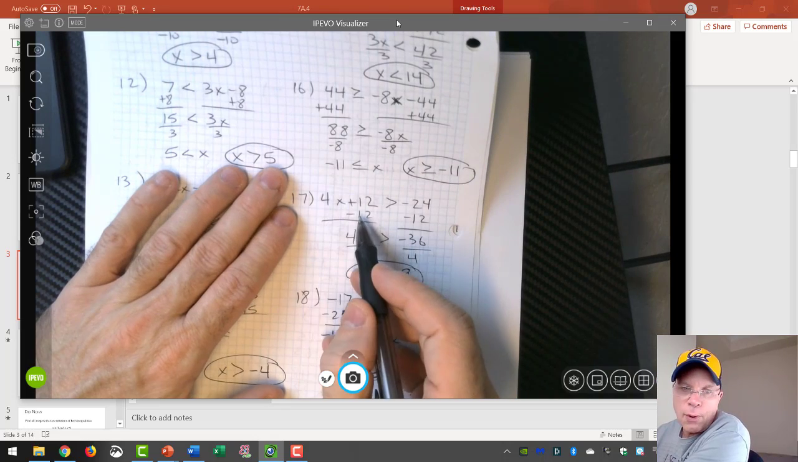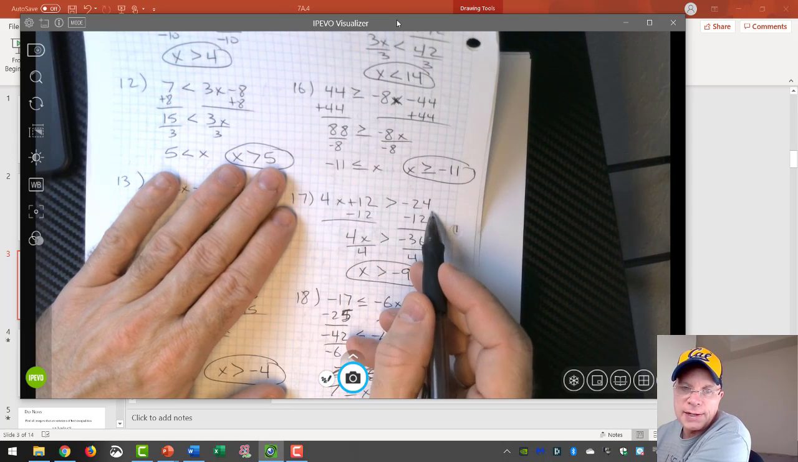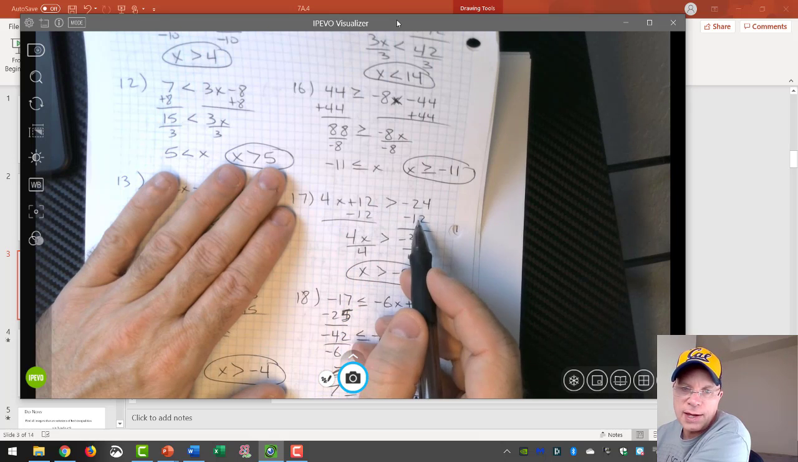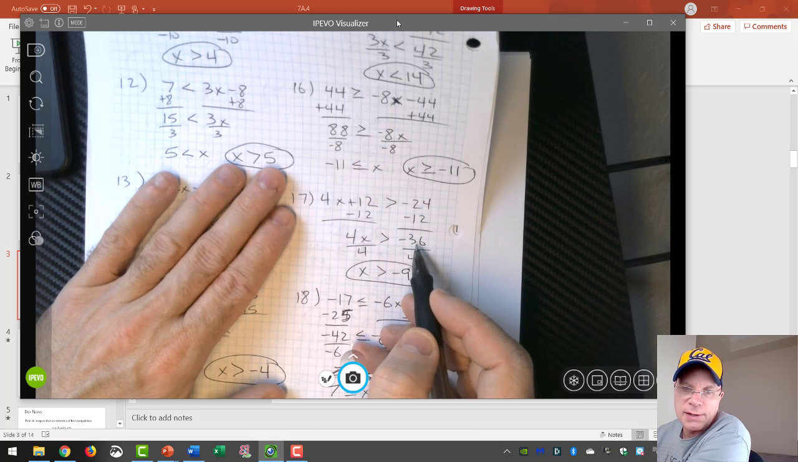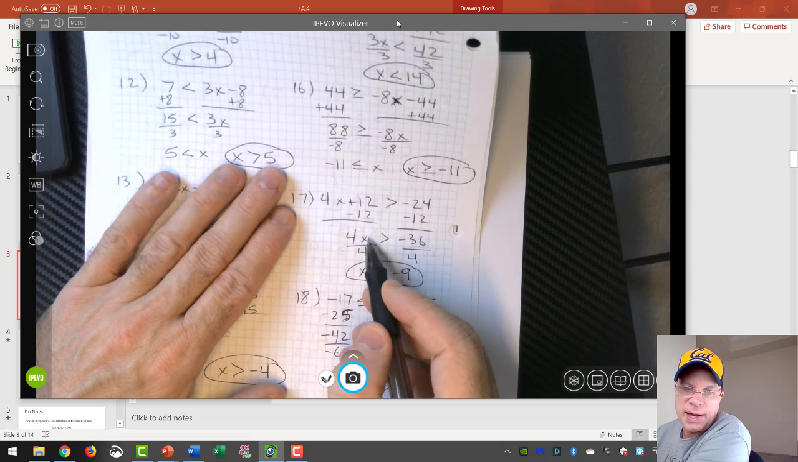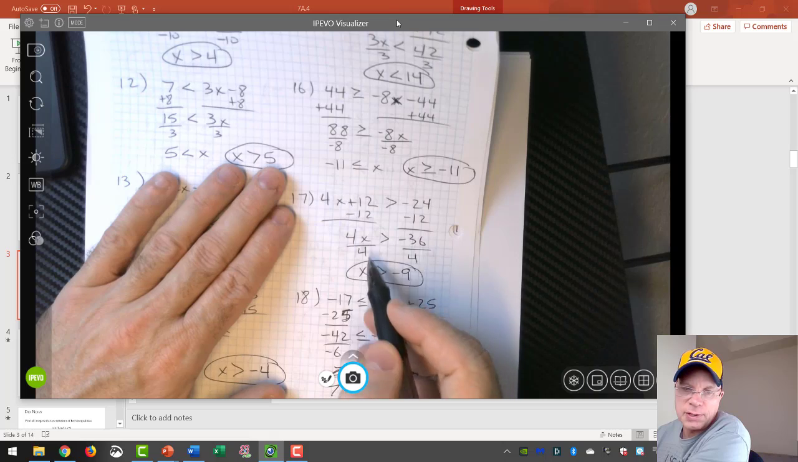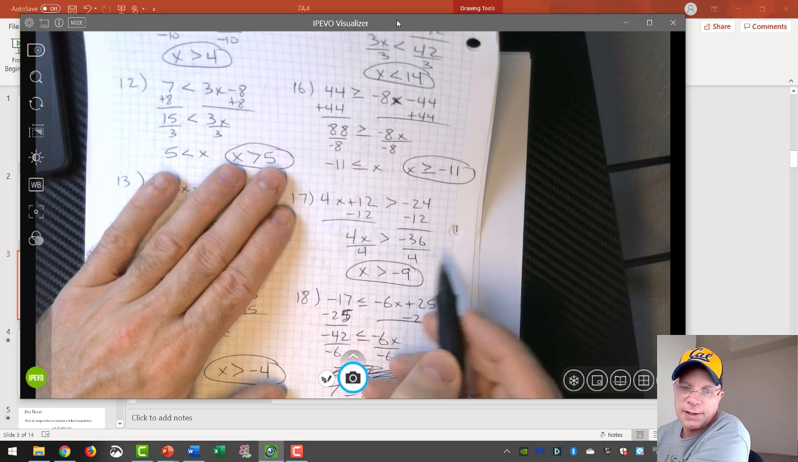17. 4x plus 12 is greater than negative 24. I want to remove the constant term from the variable expressions, so I subtract 12 from both sides. On the right side, I get negative 36. On the left side, I have 4x. Divide both sides by 4. The inequality symbol does not get flipped, and we get x is greater than negative 9.